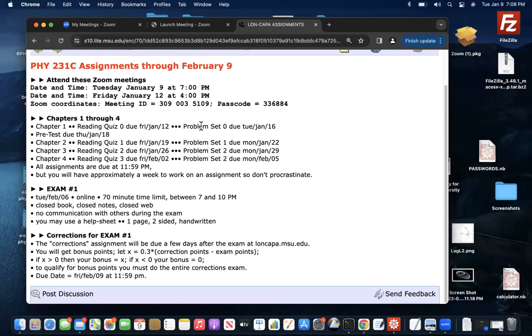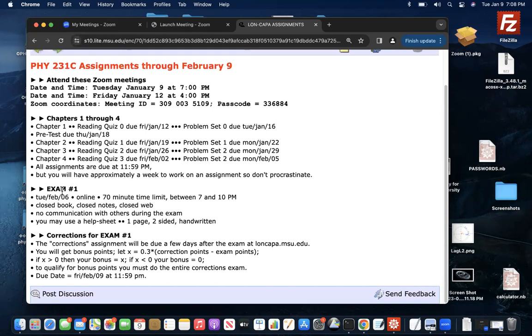The problem set is much longer. The problem set will take multiple hours. So, do the problems. You'll have a week to work on the problems. Don't try to do them all in one day. Spread it out over several days.